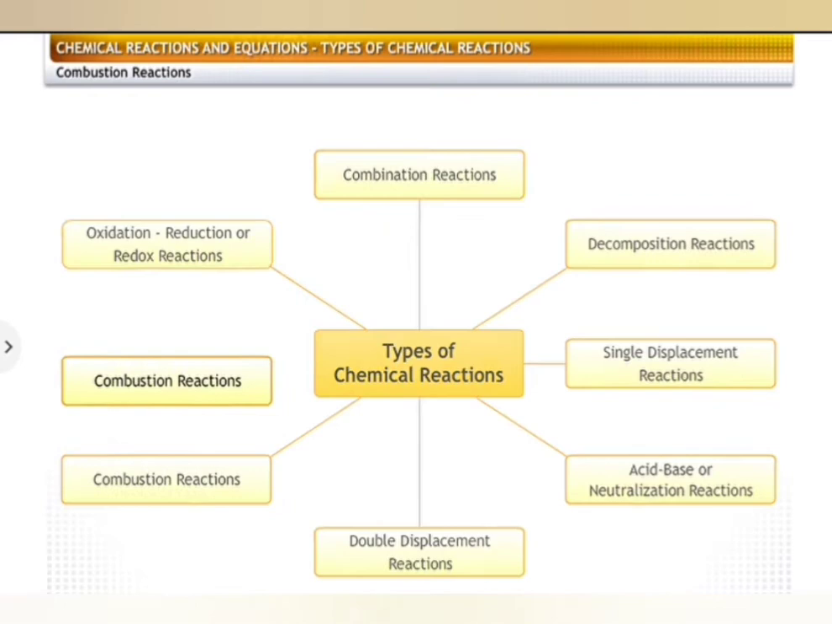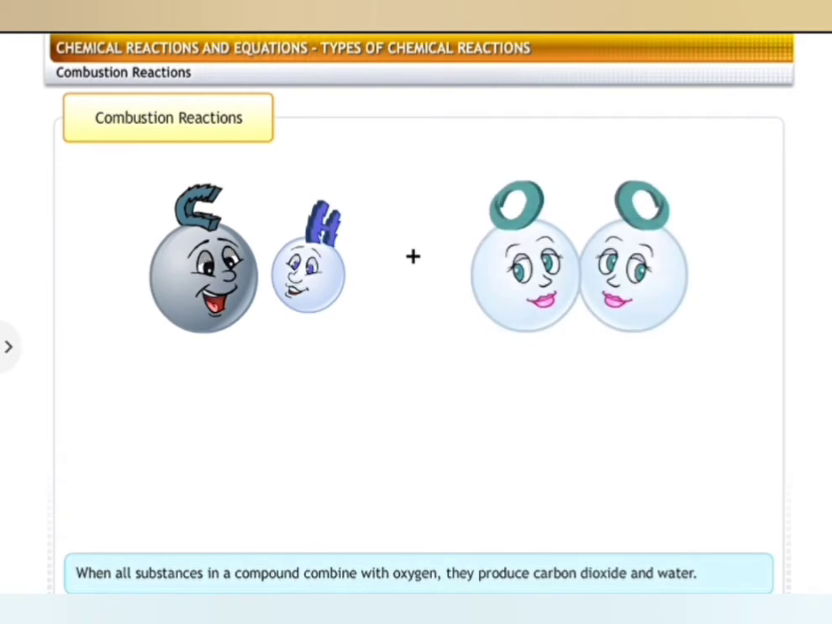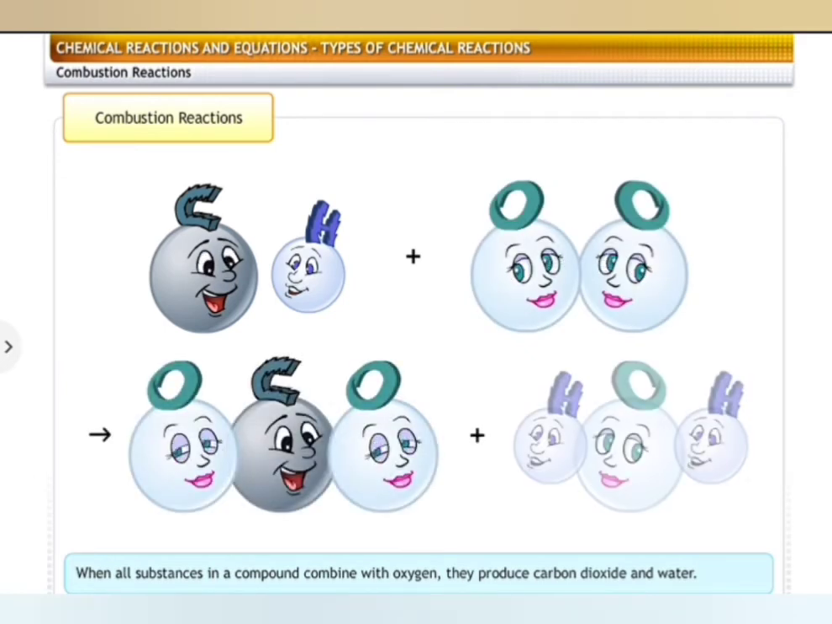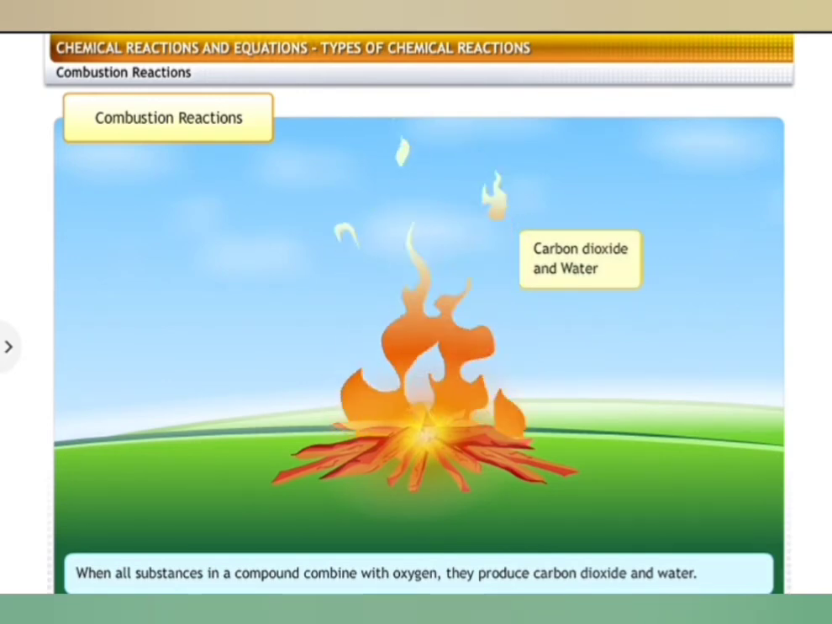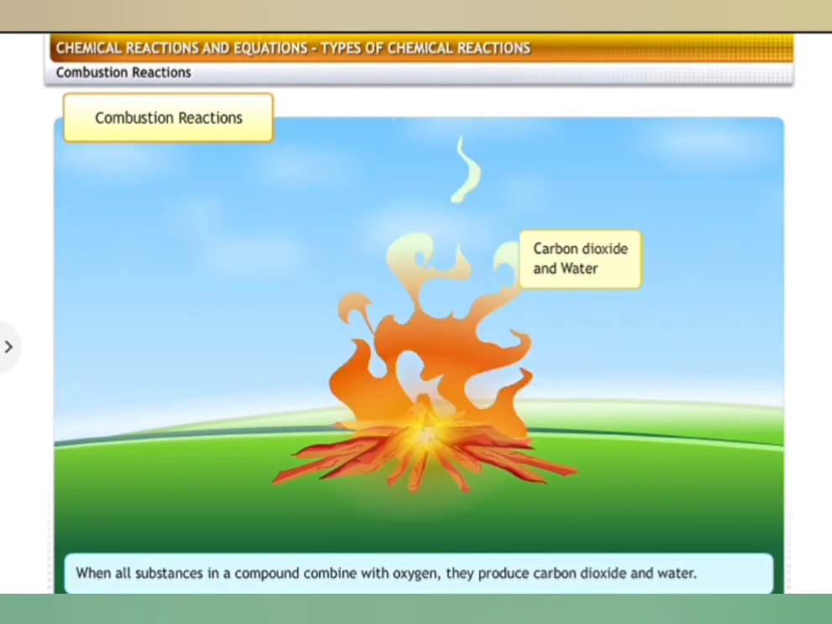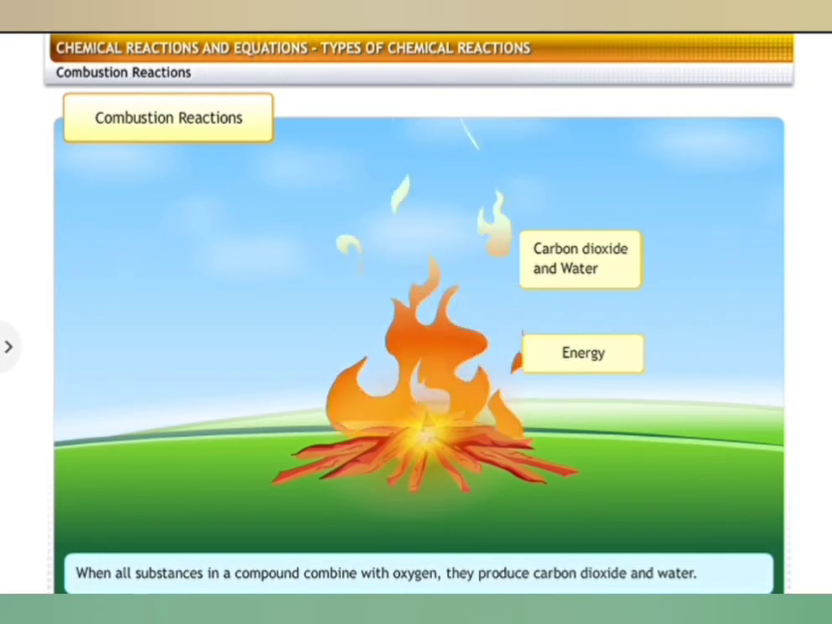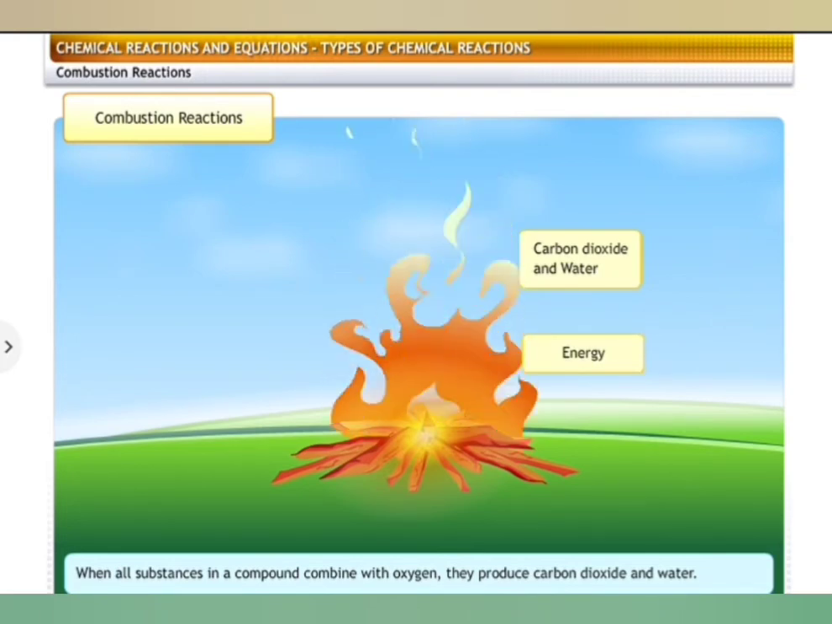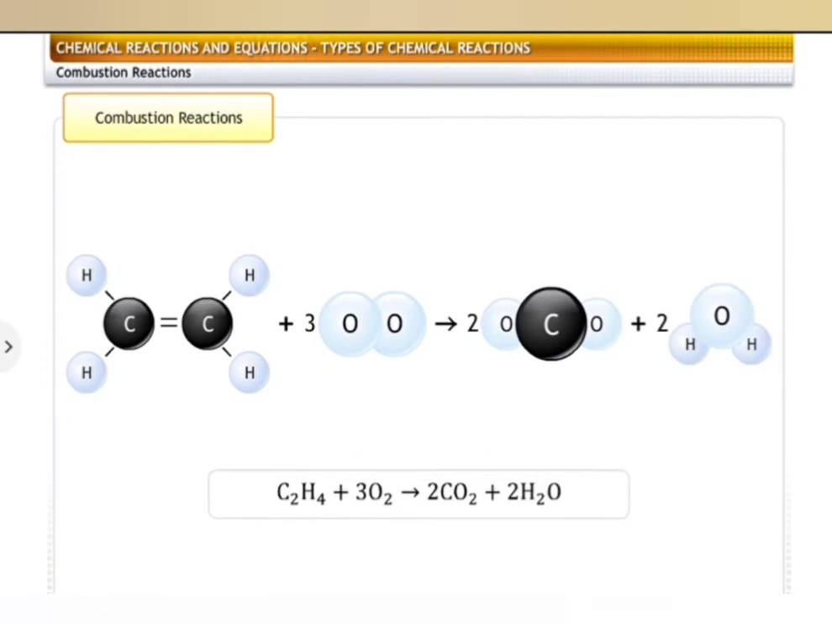As you saw, in double displacement reactions, compounds exchange ions. However, in a combustion reaction, there is no exchange. In a combustion reaction, when all elements in a carbon compound combine with oxygen, they produce carbon dioxide and water. Thus, combustion reaction is the burning of a substance in the presence of oxygen, resulting in the release of energy, carbon dioxide, and water. For example, ethylene burns in the presence of oxygen to produce carbon dioxide, water, and heat.